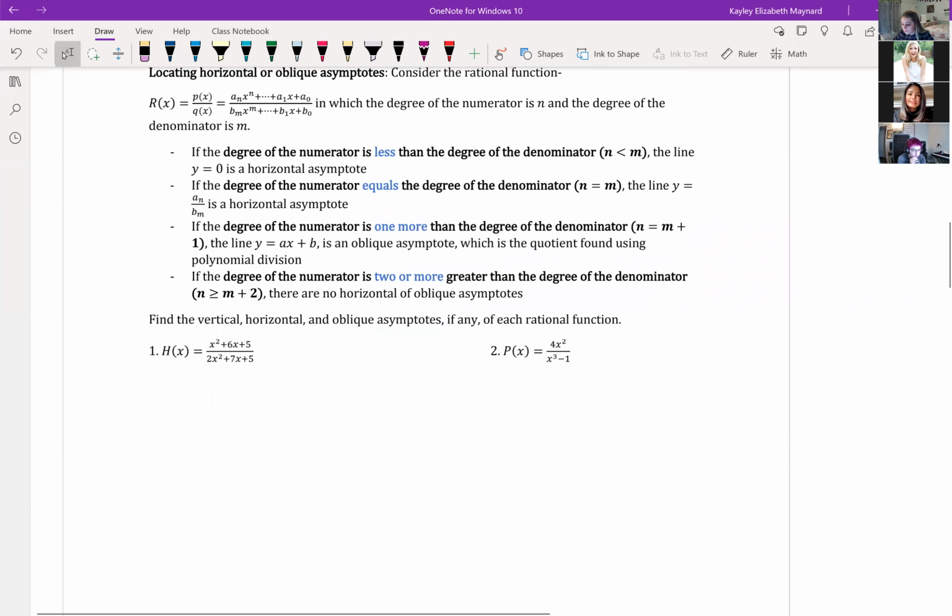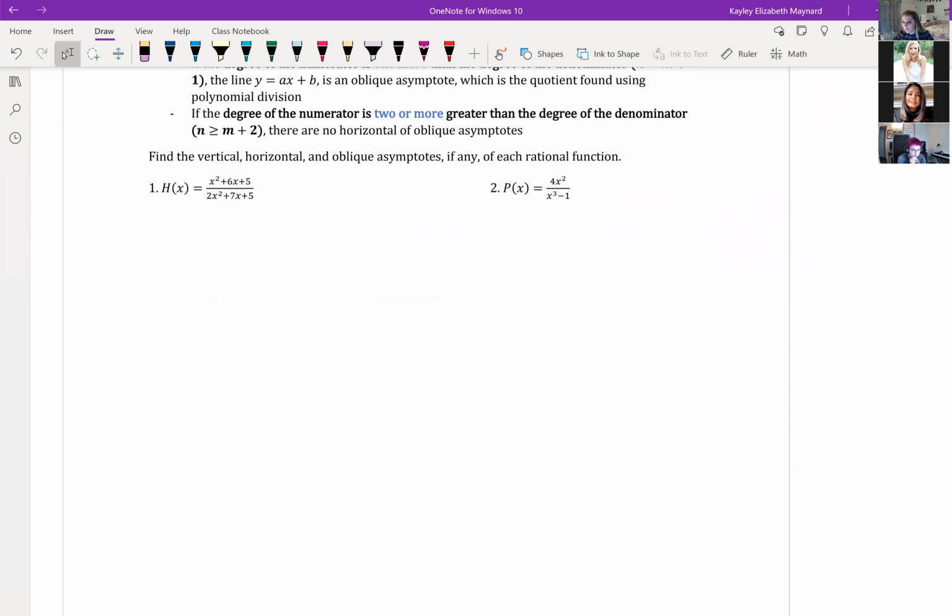So what I'm going to do is walk through the steps on this first problem, h of x. And then once we do that together, I'm going to have you guys do 2 on your own and try that out. So let's start by doing number 1 together, and then I'll give you a chance to go for it on your own. The first thing that I'm going to do is find my vertical asymptotes. Like I just said, it needs to be in lowest terms. So let's go ahead and factor this down and see if it's already in lowest terms or if there's anything that we can cancel out.